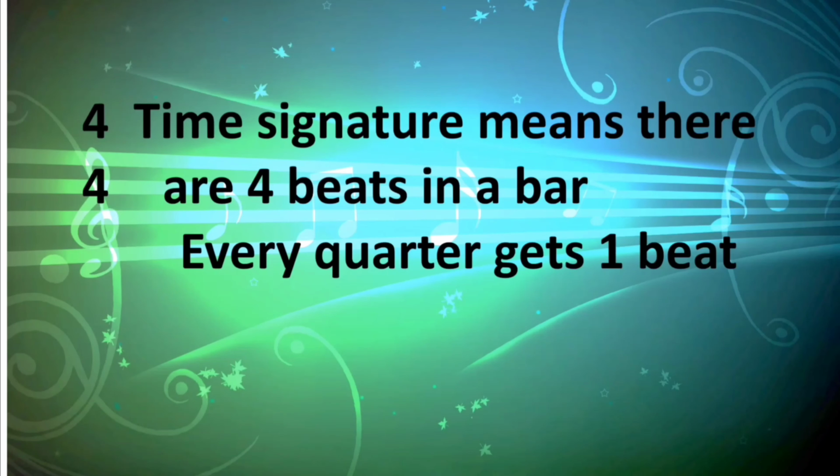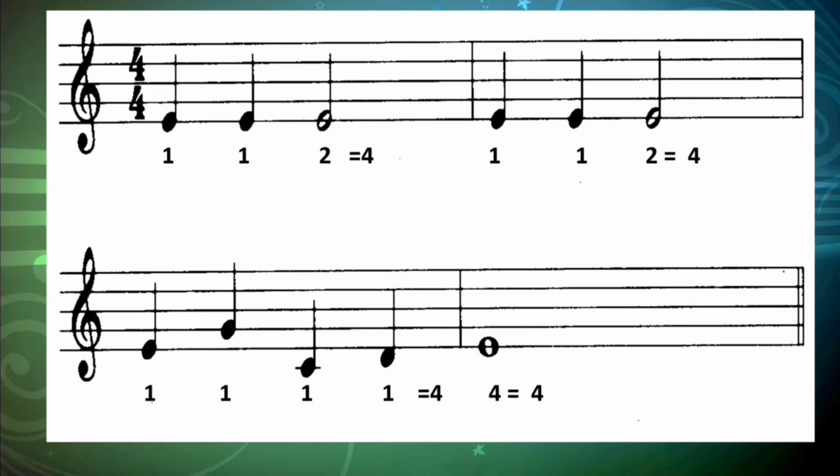Let us move on to the 4/4 time signature. The 4/4 time signature means there are 4 beats in a bar, and every quarter note receives 1 beat. It is the same as the 2/4 and 3/4 time signatures: we need to count the beats in each measure. Let's try this example. How many measures are there in this example? We need to count the measures.